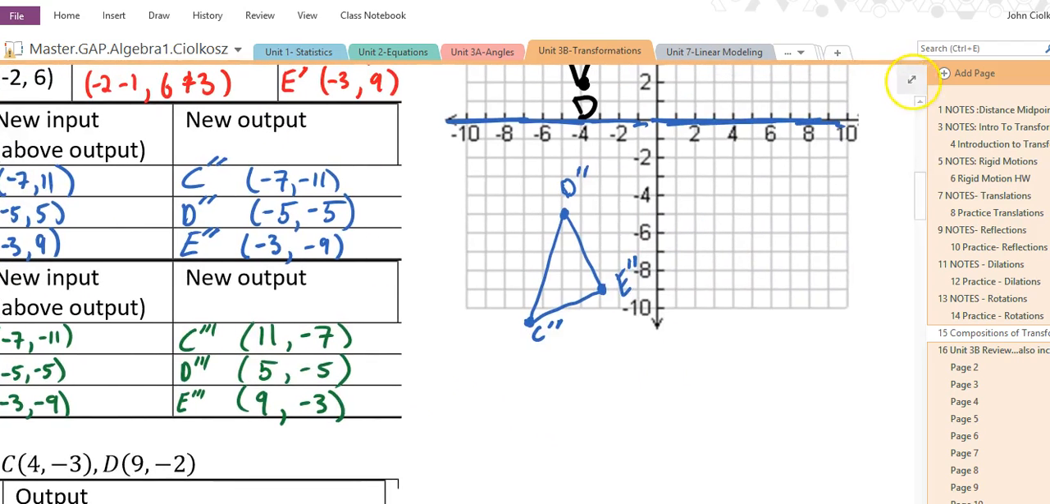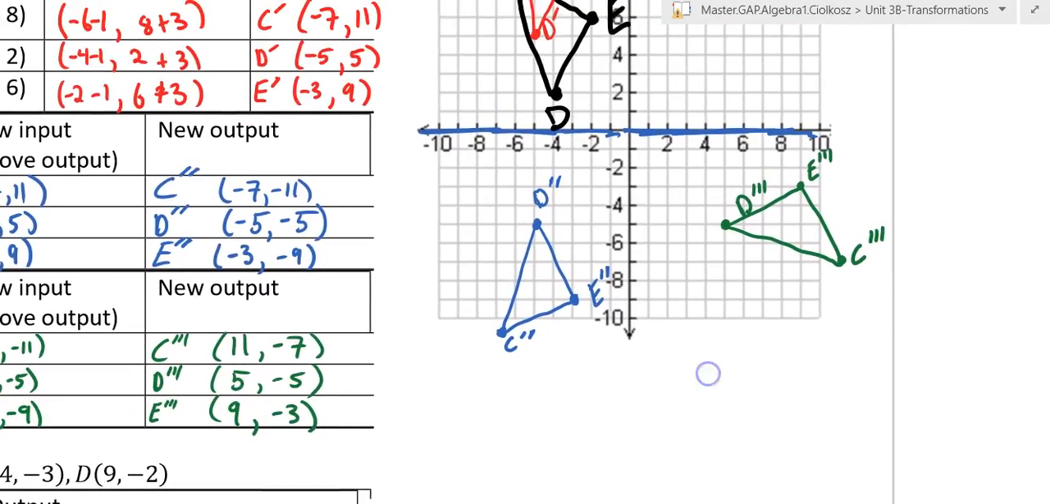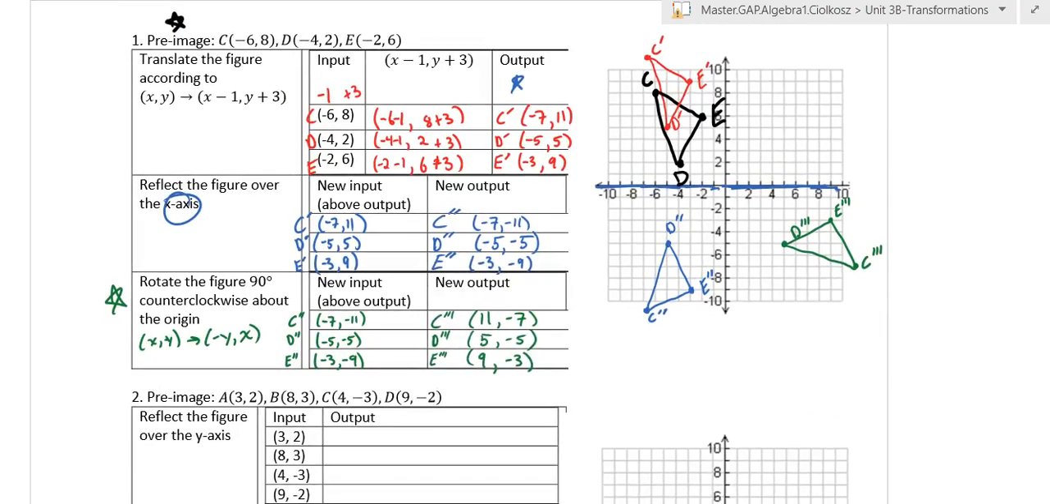From here, let's plot this last triangle. C triple prime, 11, negative 7. D triple prime, 5, negative 5. And E, 9, negative 3. So our final triangle is the green. Once you've completed this problem, please go ahead and try 2.